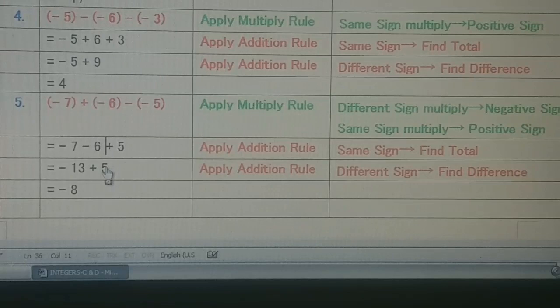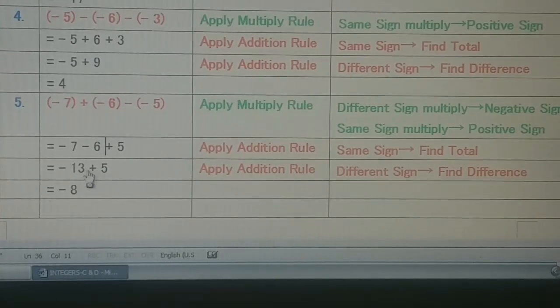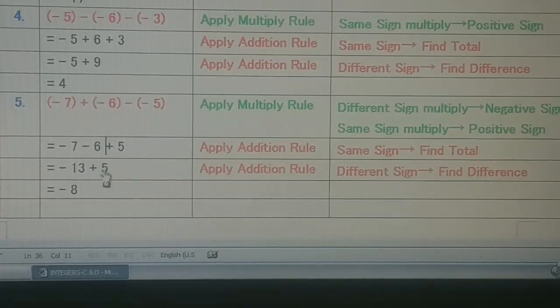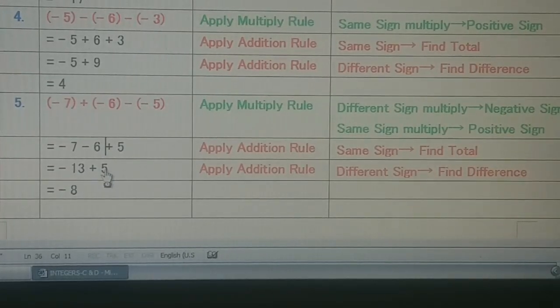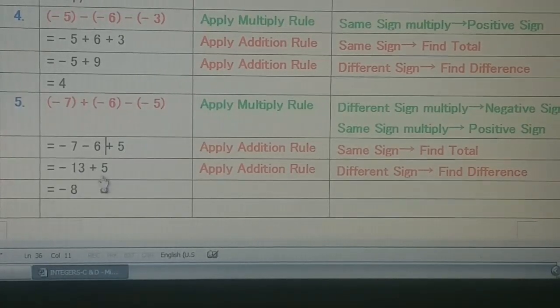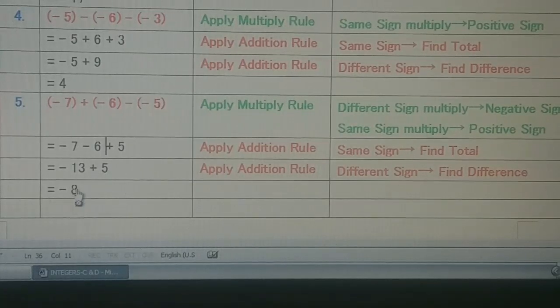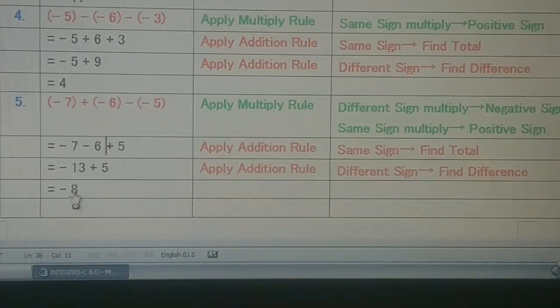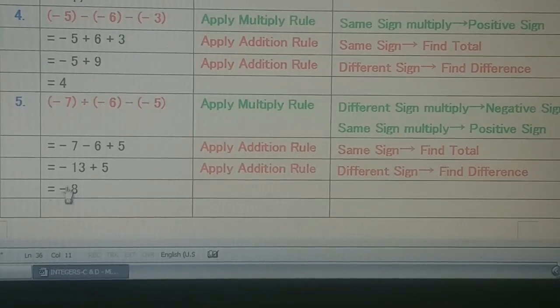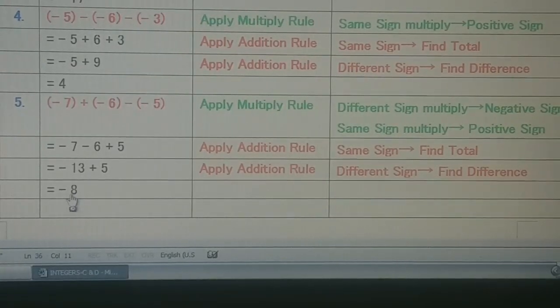Minus 13 plus 5. Again we have to apply the addition rule. In the addition rule we have to remember same sign total, different sign difference. 13 is negative, 5 is positive. 5 is positive, 13 is negative. So different sign, difference. 13 and 5's difference is 8, so we write 8. 13 is a greater number than 5, but 13 has a negative sign, so our answer will also have a negative sign. So our final answer is minus 8.